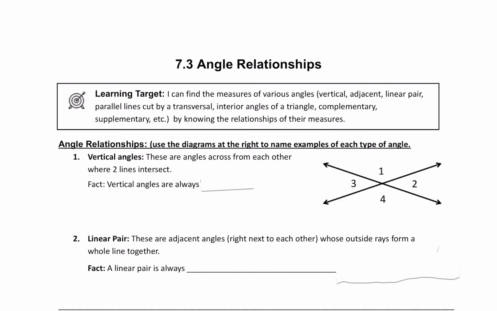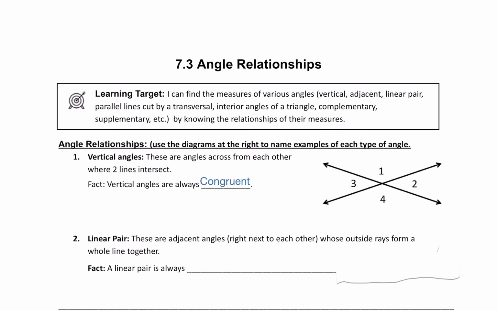So there's a lot of vocabulary that goes in today's lesson. We're just going to use that vocabulary to find missing angles, measures of different angles. So the first vocabulary we're going to go over is vertical angles. These are angles across from each other where two lines intersect. Okay, and vertical angles are always congruent.